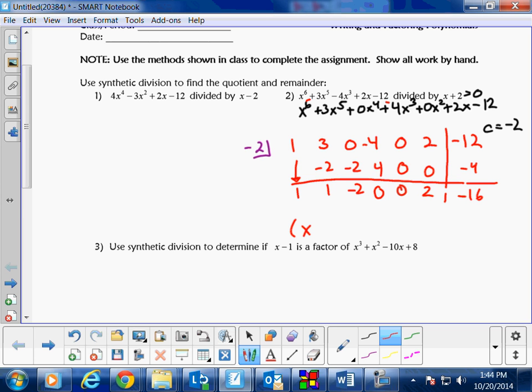The quotient's going to look like this. X, now remember, we're starting with 1 power less. So x to the 5, x to the 4th, negative 2x cubed. I'm going to skip the 0, the x squared, and the x, and just push the 2 down because that's where the spot of it is located. And my remainder, minus 16 over x plus 2. So there you go. Alright, fantastic. Now let's go ahead and move on to the next problem.